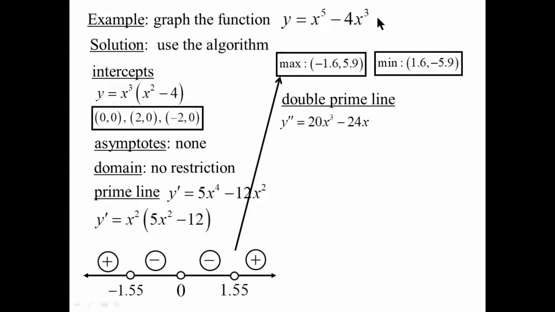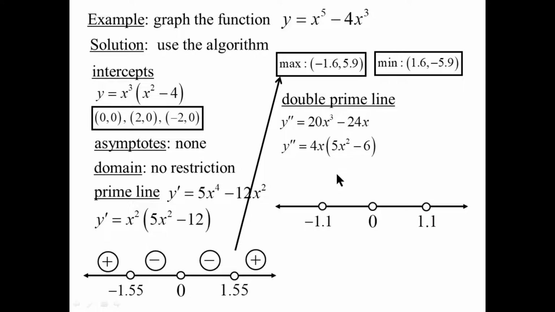Second derivative line: differentiate the derivative, set it equal to 0, factor it, of course, and we get some solutions here, some critical numbers for our second derivative line. x is 0, or plus or minus the square root of 6 over 5, which a calculator told me was negative 1.1 and positive 1.1.